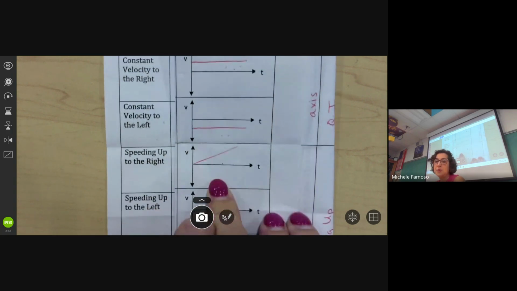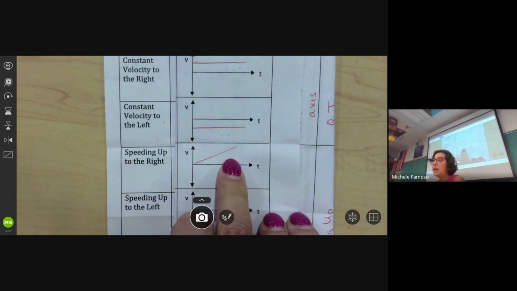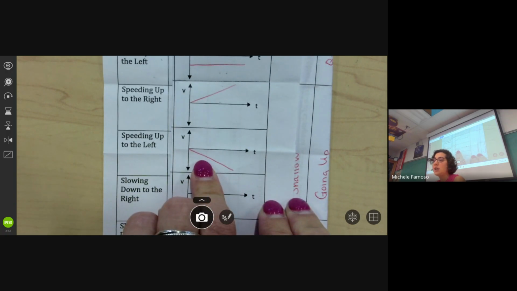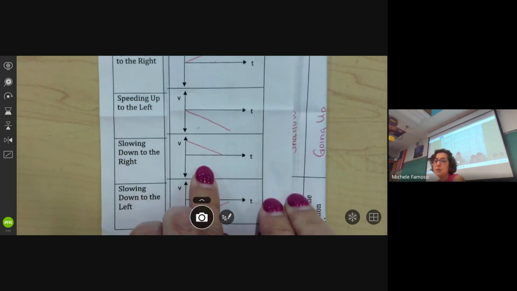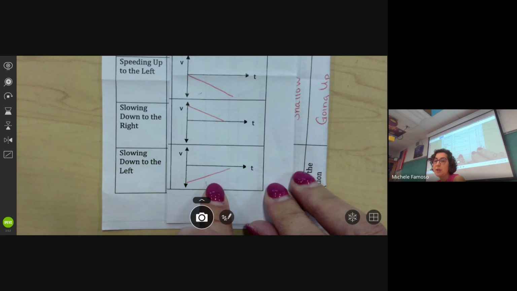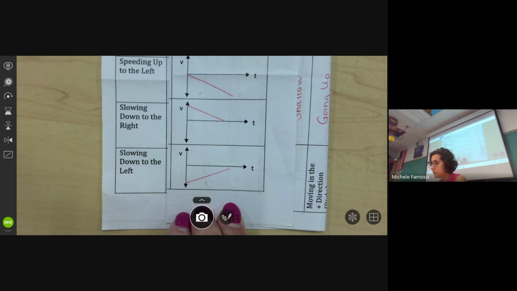If you're speeding up to the right, you expect to see a diagonal line up in quadrant 1 that has a positive slope. If you are speeding up to the left, you expect to see a diagonal line, which is down in quadrant 4, that has a negative slope. If you are slowing down to the right, we expect to see a diagonal line up in quadrant 1 that approaches the x-axis, negative slope. If you're slowing down to the left, we expect to see a diagonal line down in the 4th quadrant that is approaching the time axis, positive slope.